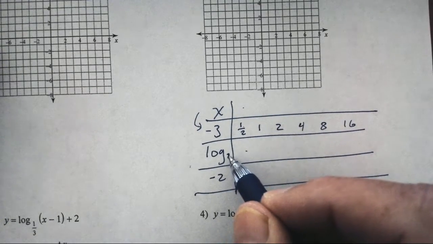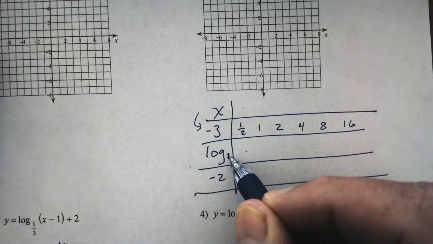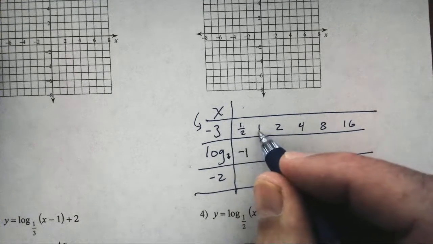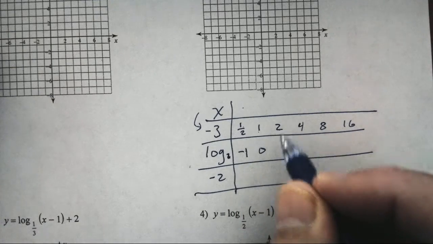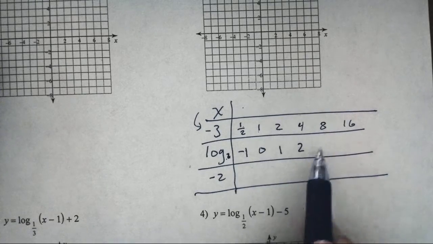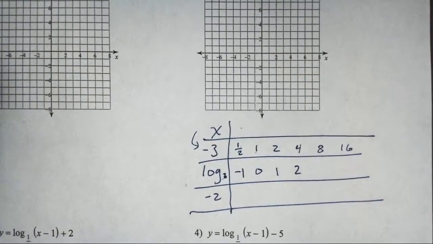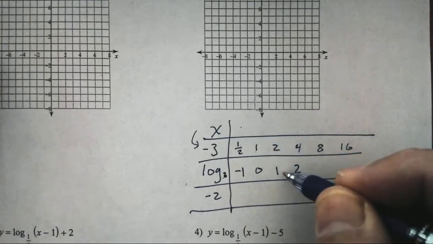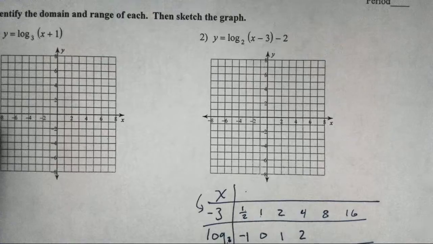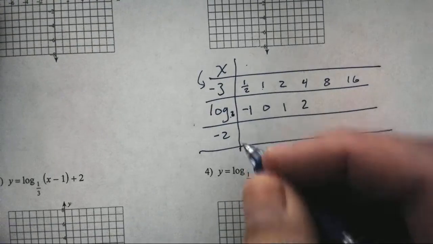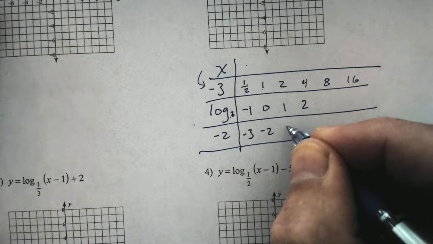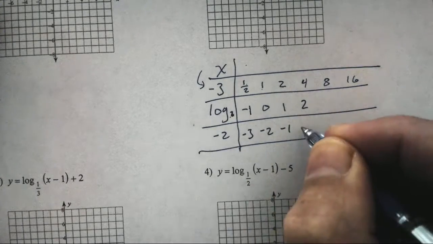Then log base 2 of 1/2 is the exponent that turns 2 into 1/2, negative 1. The exponent that turns 2 into 1 is 0. 2 into 2 is 1. 2 into 4 is 2. 2 into 8 is 3, 2 into 16, we'll just go as far as we need to. You'll always probably want to use at least those first 3 values. Then after log base 2, the next thing I do is subtract 2. So subtracting 2 gives me negative 3, negative 2, 1 minus 2 is negative 1, and 2 minus 2 is 0.